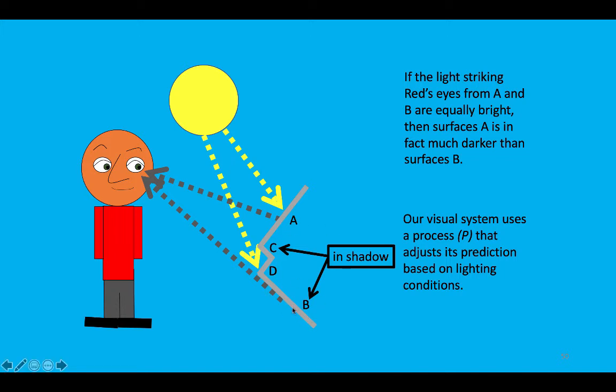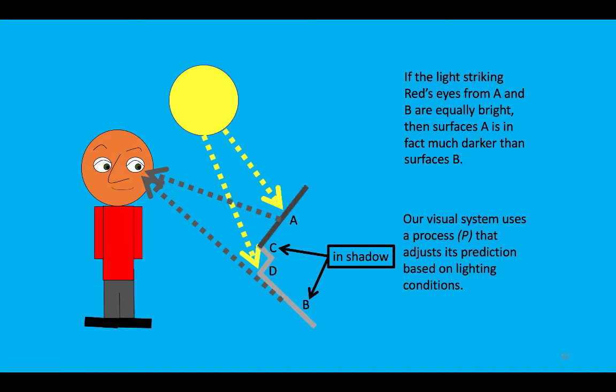They could only be the same if the following is true. B is in fact very white. And since B is very white, despite being in shadow, it reflects a lot of light. Whereas A, being a very dark gray, despite being in full sun, doesn't reflect all that much bright light. So if the light striking this person's eyes from A and B is in fact the same brightness, it follows that surface A must in fact be much darker than surface B. To put it again, if surface B is in shadow, the only way it could reflect light that's as bright as what's coming off of A is if surface B is in fact much brighter than surface A is.